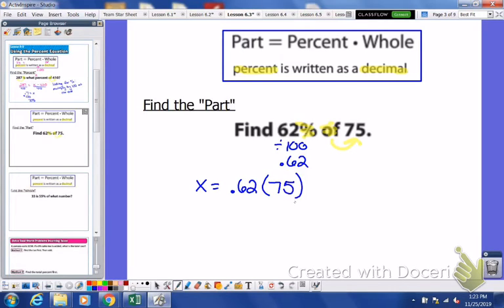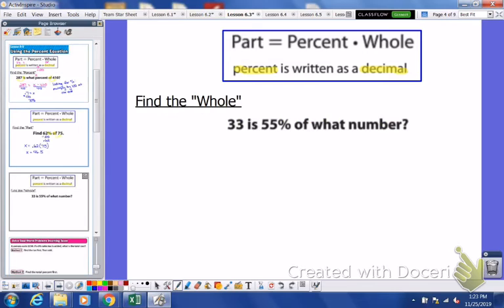So if we go to our calculator, 0.62 times 75, we get that x equals 46 and a half, so 46.5. Okay, so there was an example where we had to divide by 100 first for our percent. And one more like this.